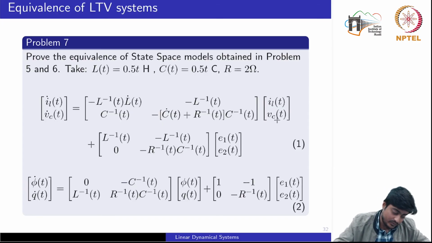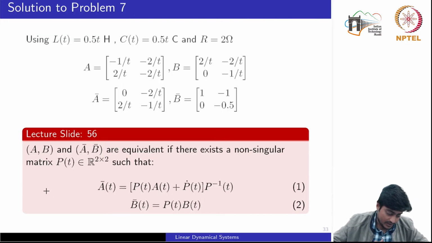Okay, so these are the two representations, one in terms of the state variables. Let's denote this state variable as x, with IL and VC, and another we have x bar, which is phi and q. If you recall lecture slide number 56, this is the condition: given that the two time dependent pairs are equivalent whenever there exists a non-singular matrix P of t. Here we have already specified the dimension, because the dimension of the state matrix is 2 cross 2. So we are looking for that matrix P, which is a square matrix of dimension 2, such that these two relationships are satisfied between these two pairs. So we need to find a P matrix. If there exists a P matrix, these two pairs are equivalent.